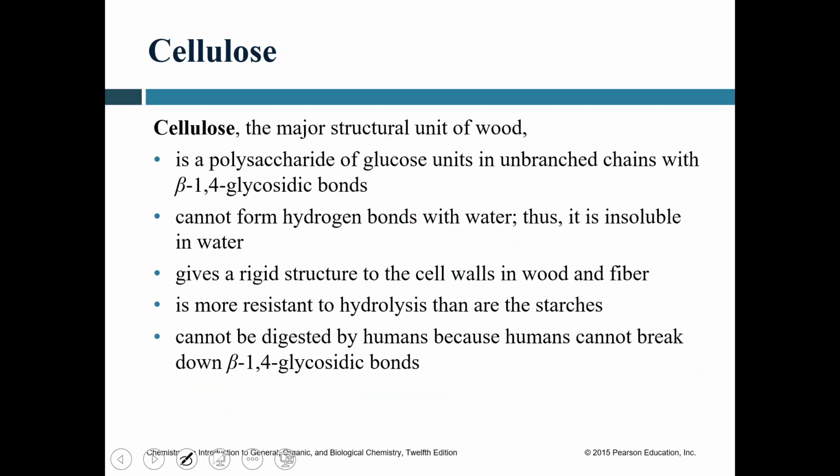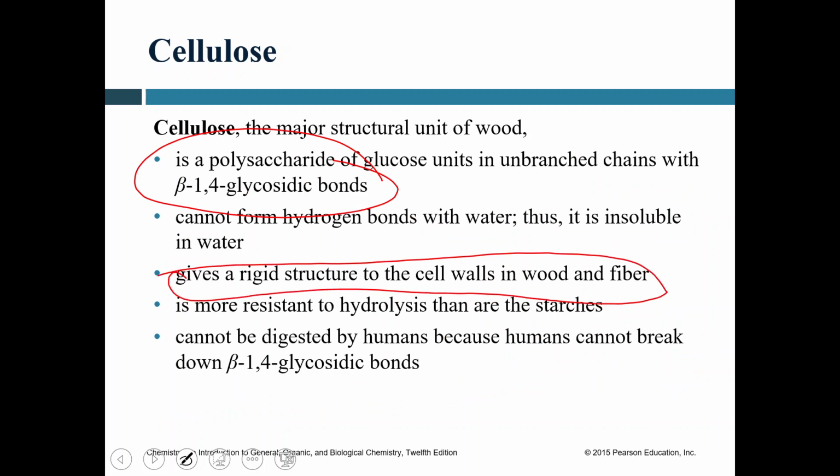Finally, cellulose, which is the major structural unit of wood and other plants, is a glucose polysaccharide that consists of unbranched chains in which glucose building blocks are connected by beta-1,4 glycosidic bonds. Cellulose cannot form hydrogen bonds with water, which makes it insoluble. Cellulose provides rigid structure to the cell walls in wood and fiber and plants.